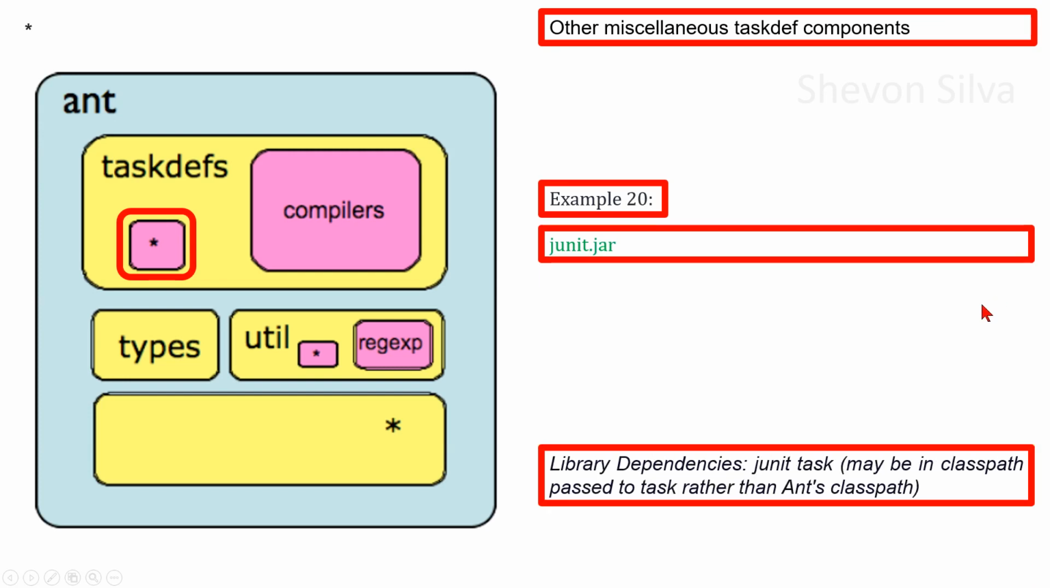We are now considering library dependencies. Here we are considering junit.jar. JUnit tasks may be in the class path passed to the task rather than Ant's class path. This is needed for JUnit tasks, and this is available at https://junit.org/.